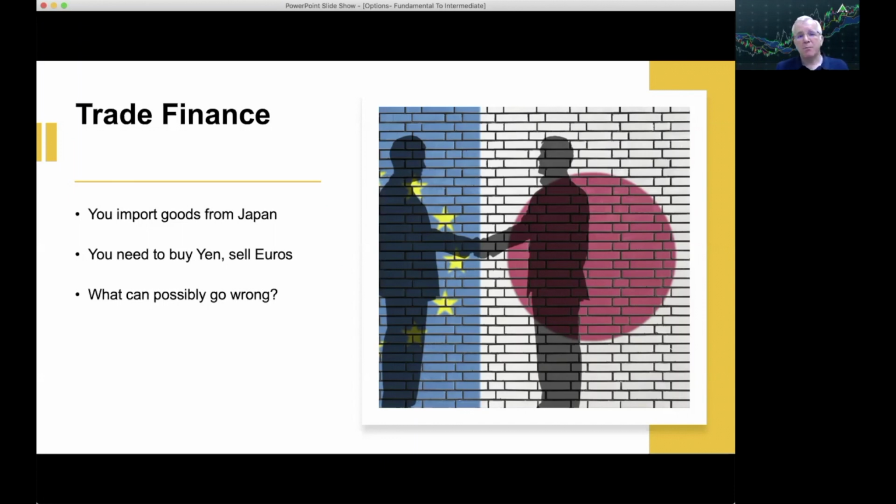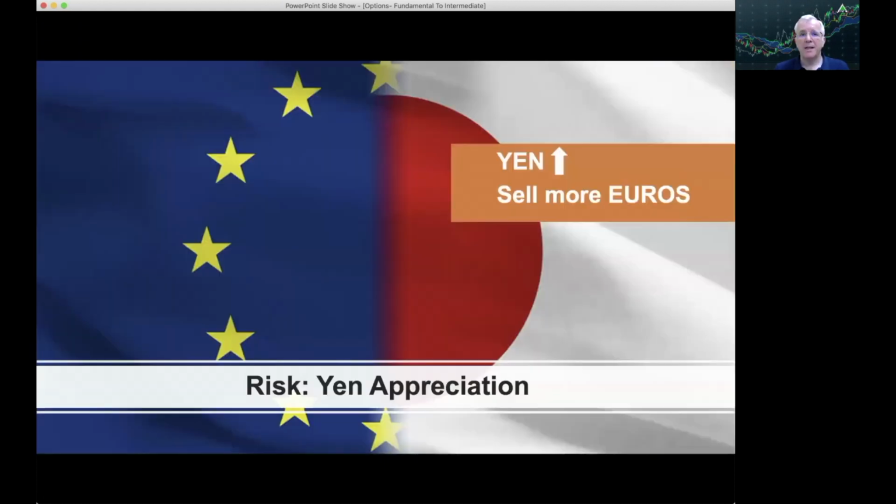So imagine this, imagine you're European and you're buying goods from Japan to use in your factories in Europe. So you're buying goods from Japan. What's the worst thing that can happen? The worst thing that can happen is yen appreciation. Because what happens if the yen goes up, it means you're selling more euros to buy the yen you need to pay for the goods. If you're worried about something going up in value, what do?